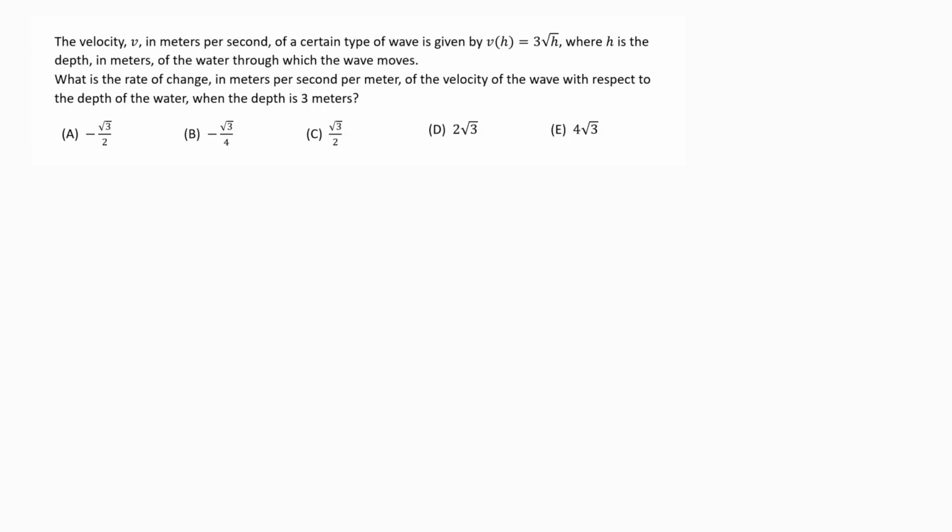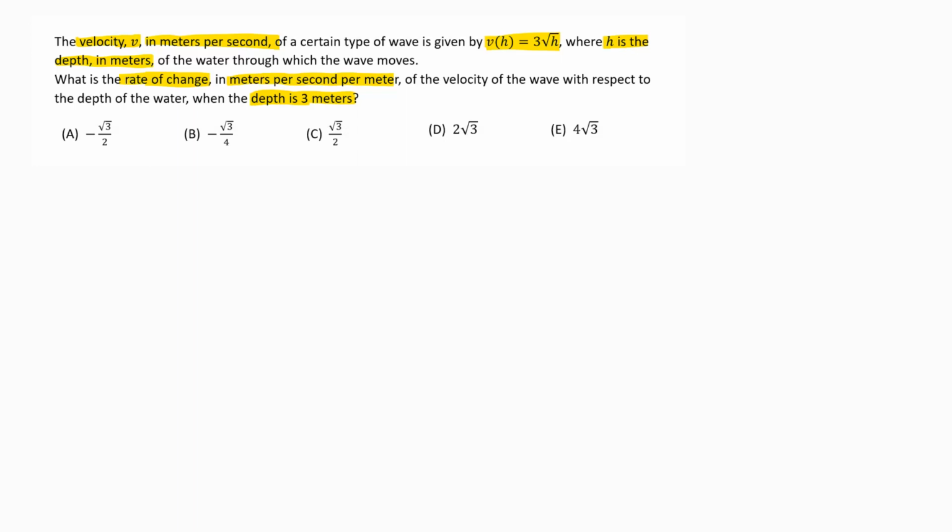In this AP Calc question, we're being given an equation to start with. They're telling us that the velocity, this v function, is given by this equation, v of h equals 3 square root of h, where h is the depth in meters and velocity is in meters per second. Then they ask us what is the rate of change, in these crazy units, meters per second per meter, which you've probably never heard of until you read this problem, of the velocity with respect to the depth of the water when the depth is 3 meters.